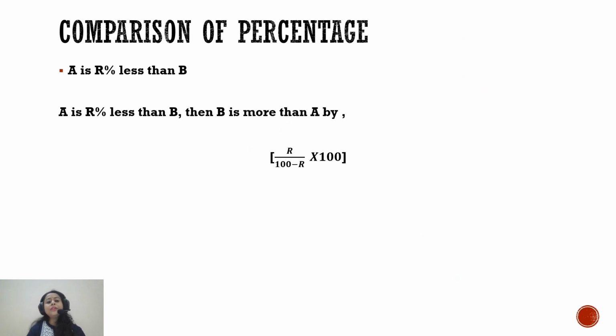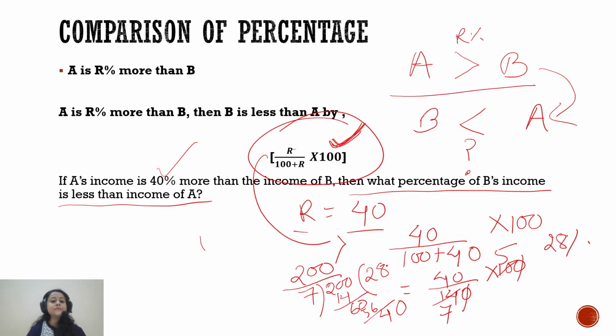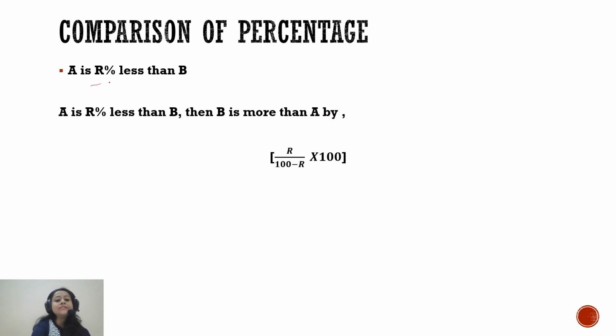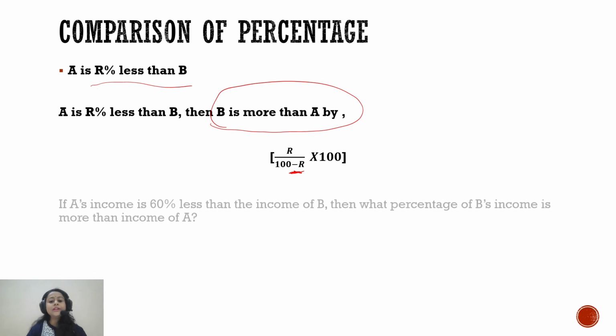Then same, if we calculate the less, here it was more. A's income was R% more. Here A's income is R% less. Then we have to calculate what percentage B's income is more than A's income, right? In that case, only the difference is here. Instead of plus, we will take minus. So let us see this.